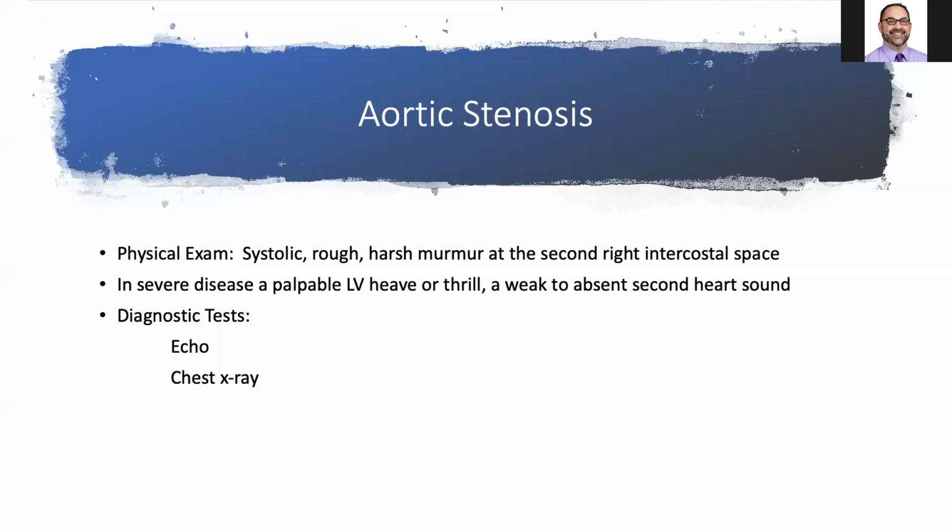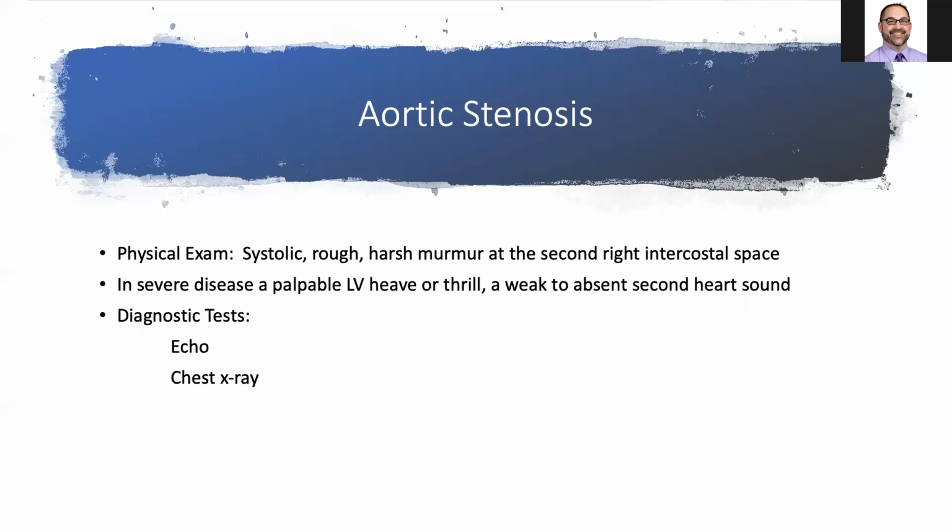Physical exam, I think it's the easiest valvular abnormality to pick up on auscultation. Systolic rough, harsh murmur at the second right intercostal space. In severe disease, you can have a heave or thrill, and a weak to absent second heart sound. It's really a loud murmur normally.